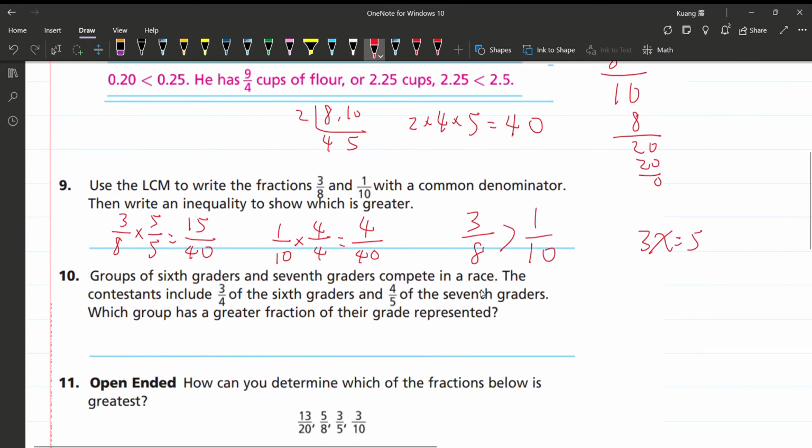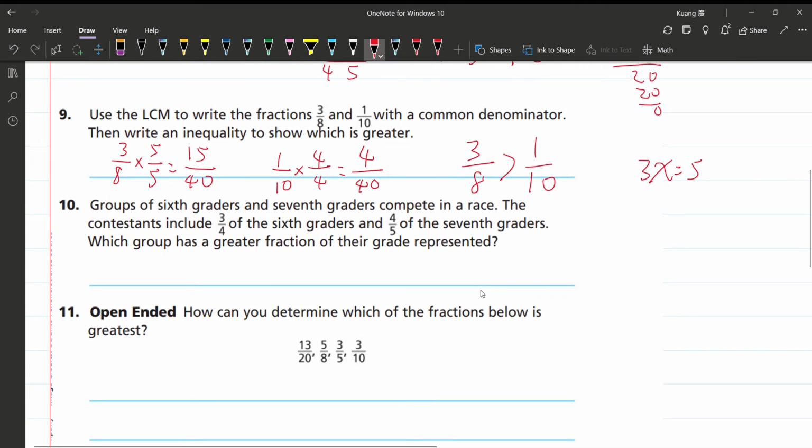Question number 10. Groups of 6th graders and 7th graders compete in a race. The contestants include 3/4 of the 6th graders and 4/5 of the 7th graders. Which group has a greater fraction? So again, you compare the fractions.